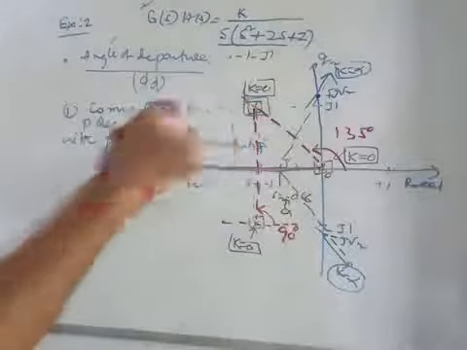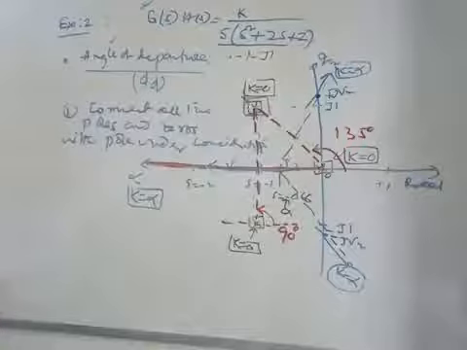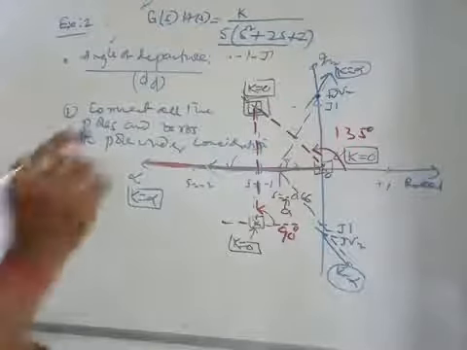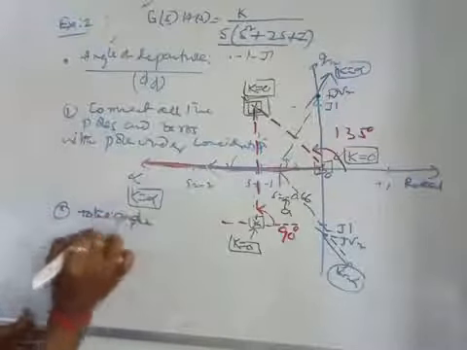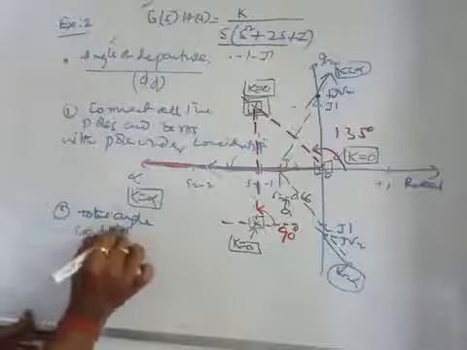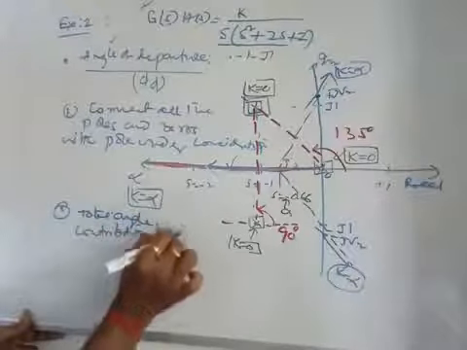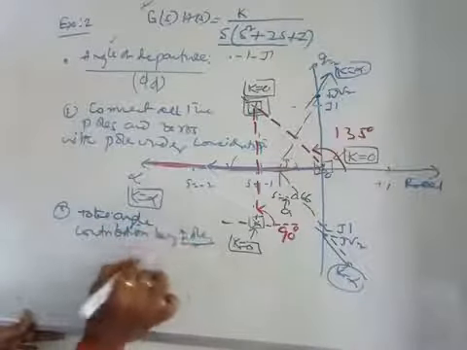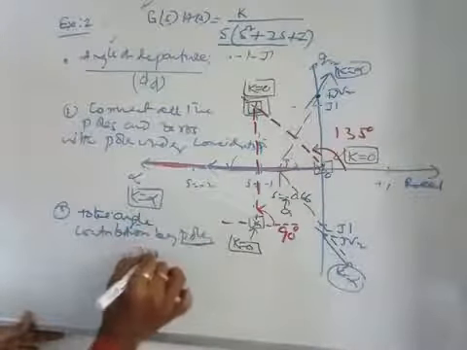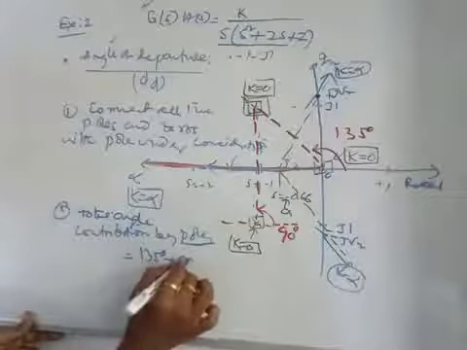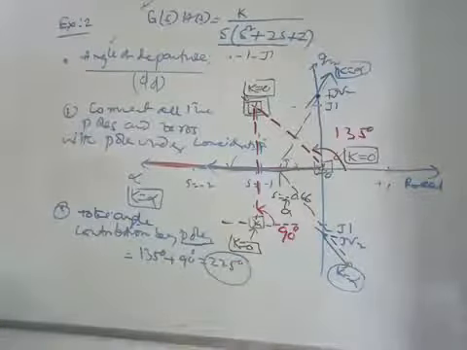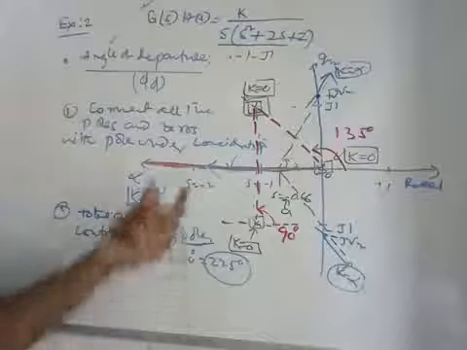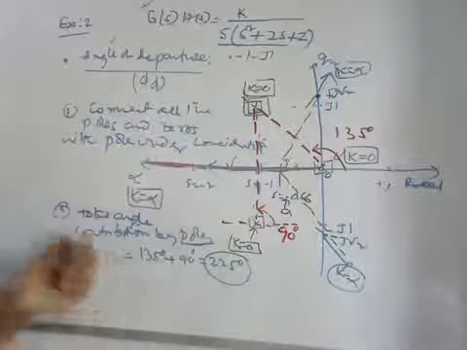So the total angle contributed by other poles. As the next step, we have to measure the total angle contribution by the poles, other poles. That is 135 degree plus 90 degree. That means 225 degree. Okay. So 225 degrees is the total angle contribution due to the poles.